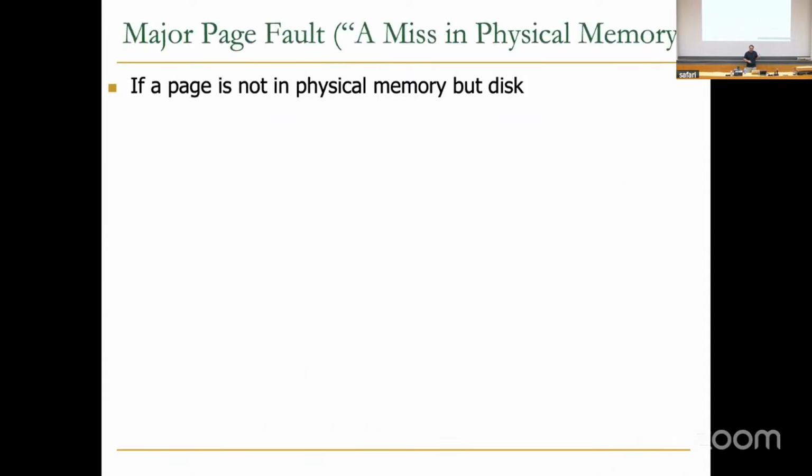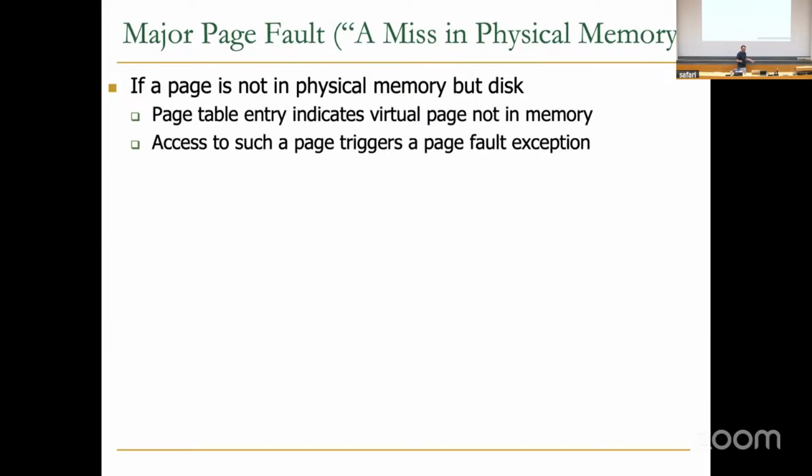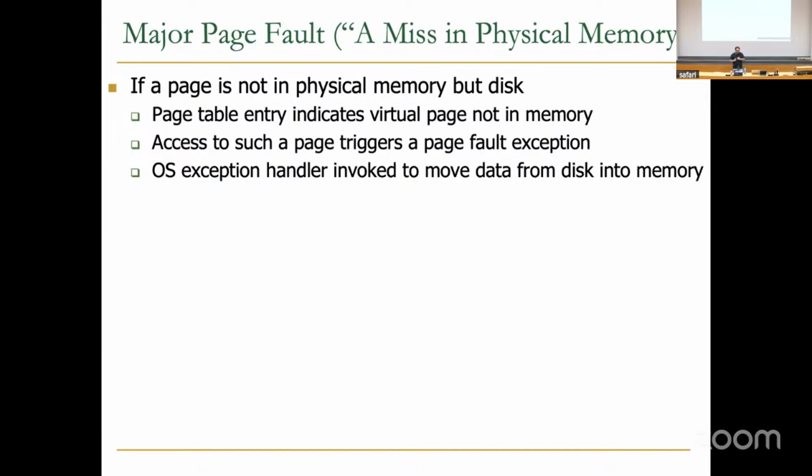So if a page is not in the physical memory, but it's in the disk, the page table entry will indicate that the virtual page is not in the memory. As we discussed before, the validity bit would be 0. And the access to this page would trigger the page fault exception. The exception you can think of as an interrupt. So the operating system would figure out that the CPU raised an exception, and it would raise a special program that tries to move data from the disk into the memory.